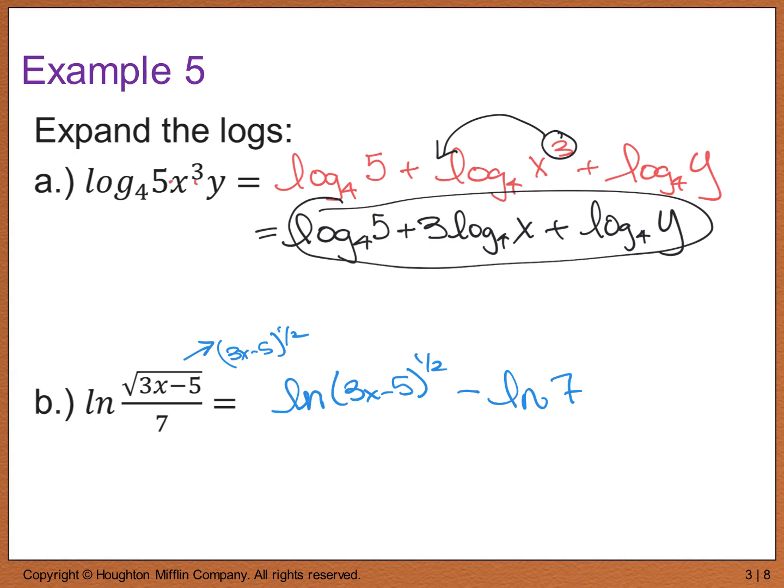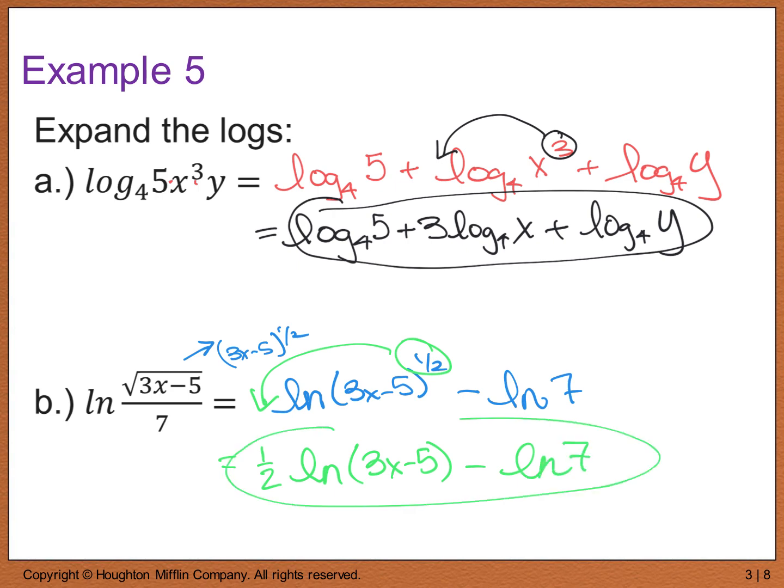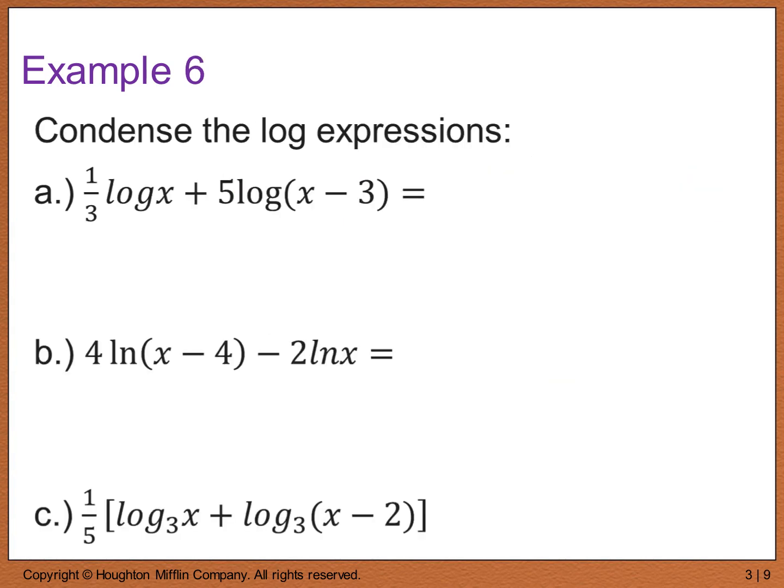So now when I go back and take another look, I see that I have an exponent that can be pulled down up front. So that's going to give me 1/2 times the natural log of the quantity of 3x minus 5, minus the natural log of 7. And here I have everything simplified because my natural logs aren't going to cancel anything out. My powers are all brought down up front. So it looks like I'm all set to go with this.